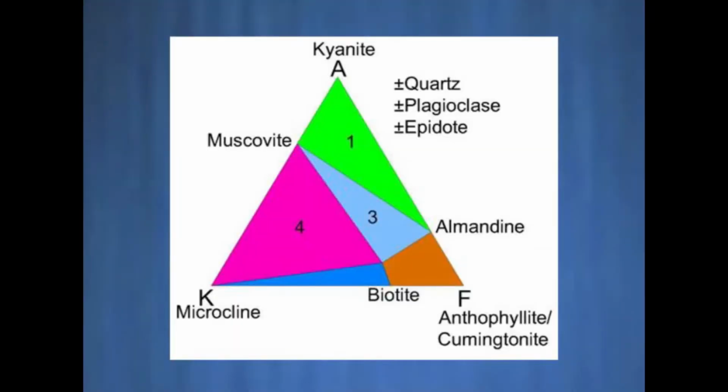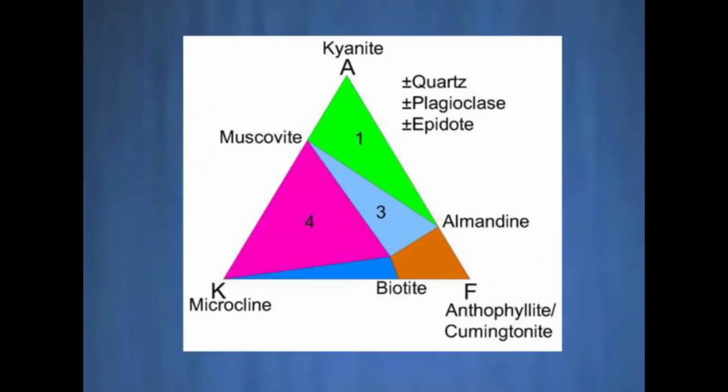The fourth assemblage is kyanite, biotite, muscovite, microcline, plagioclase plus minus quartz, also known as kyanite biotite schist. Fifth assemblage is biotite, muscovite, microcline, plagioclase plus minus quartz, also known as biotite schist. Now, the next zone is the sillimanite-muscovite zone.